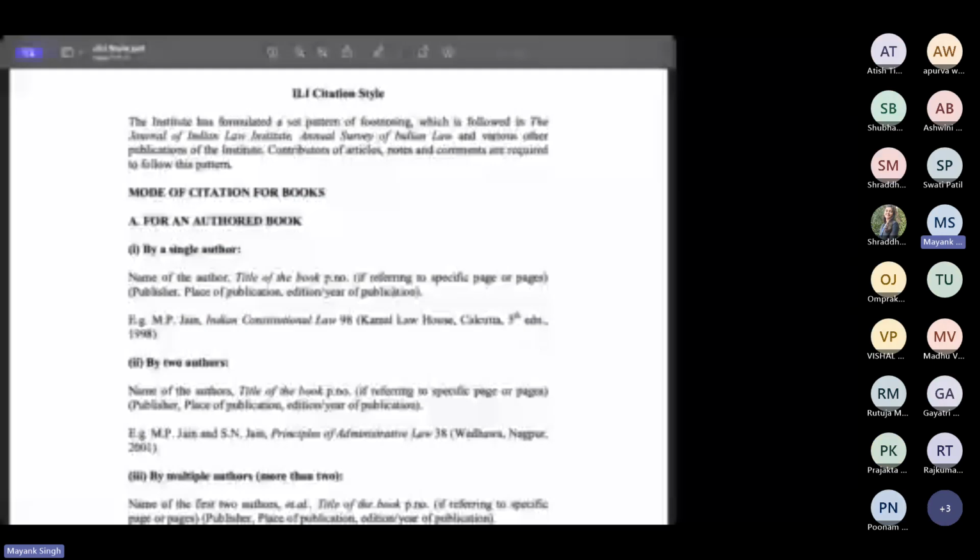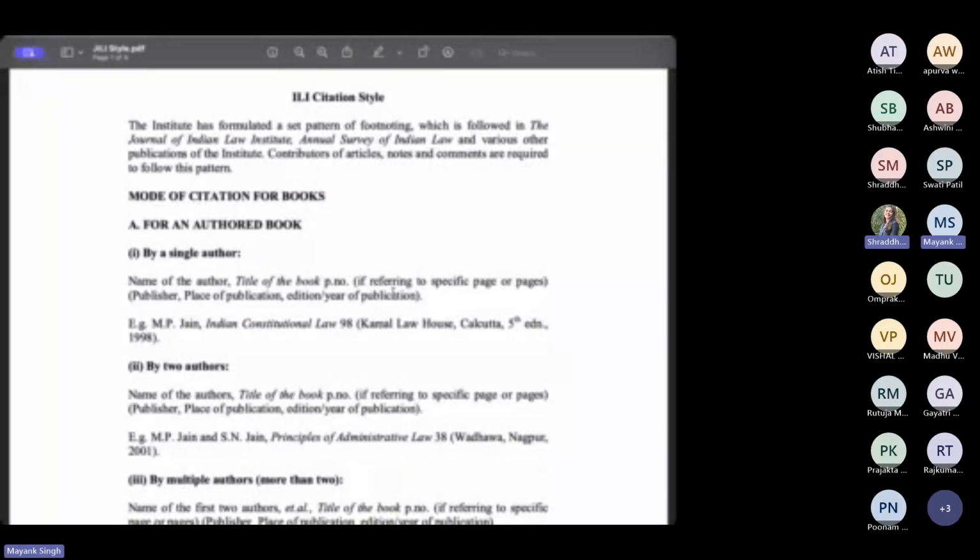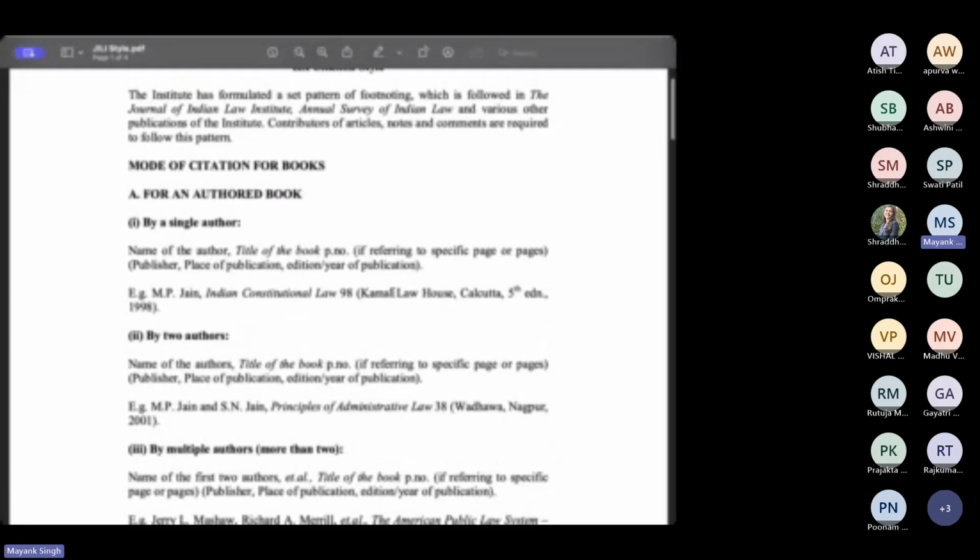Now is it visible? ILI citation style, their PDF. Yes, sir. Okay. It's visible.